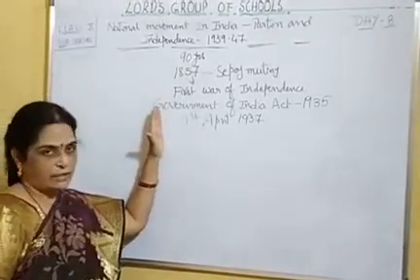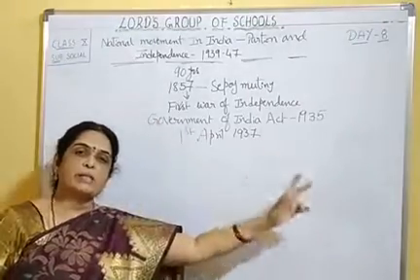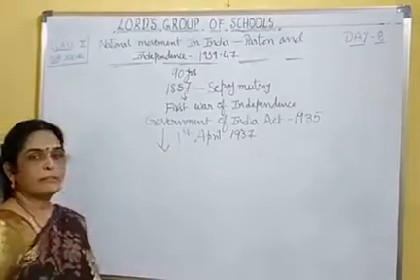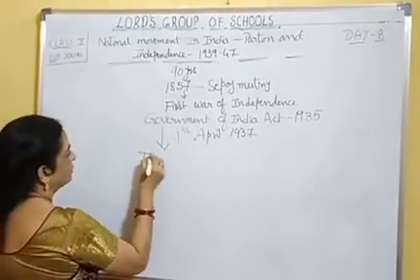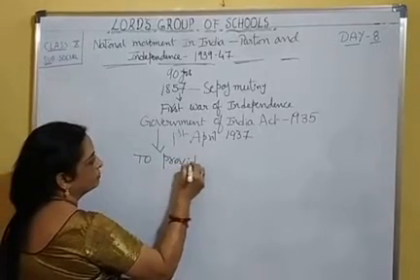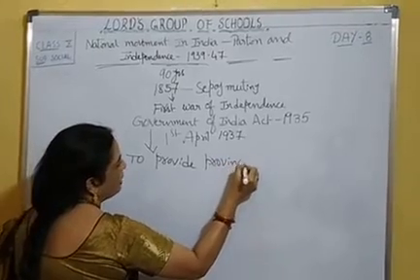What was this act? What is its aim? What are the main points in this act? The main point of this act is to provide provincial autonomy.